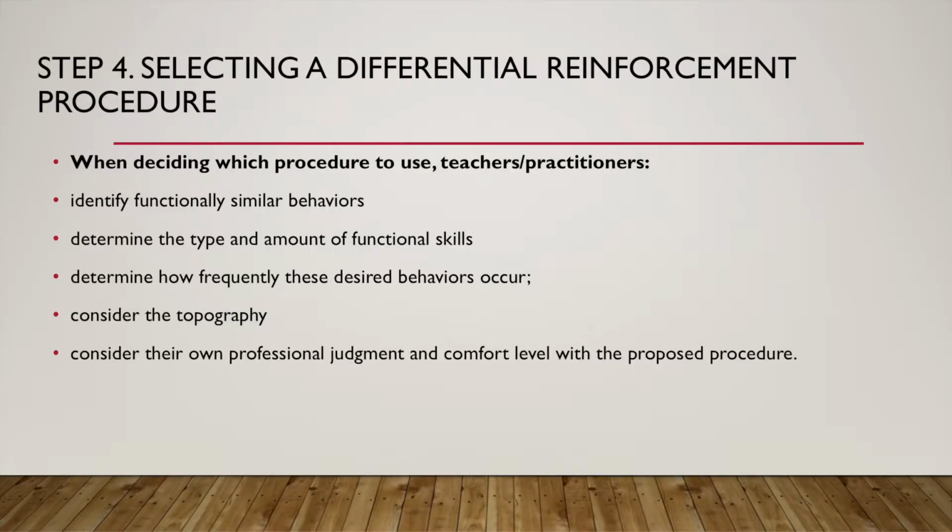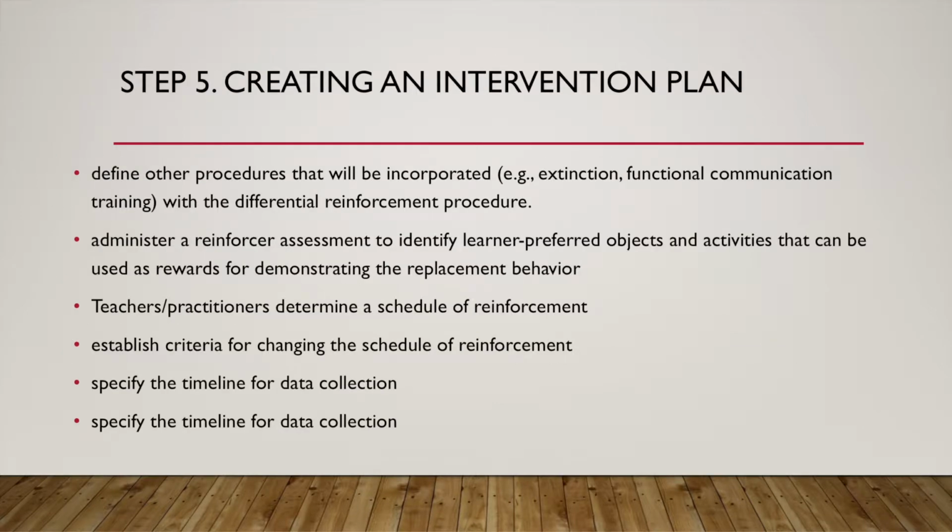So when we are deciding which procedure to use, we have to first identify the functionally similar behavior, determine the type and amount of functional skills, determine how frequently this desired behavior occurs, consider the topography, and also consider their own professional judgment and comfort level with the proposed procedures. So now you can start to create an intervention plan.